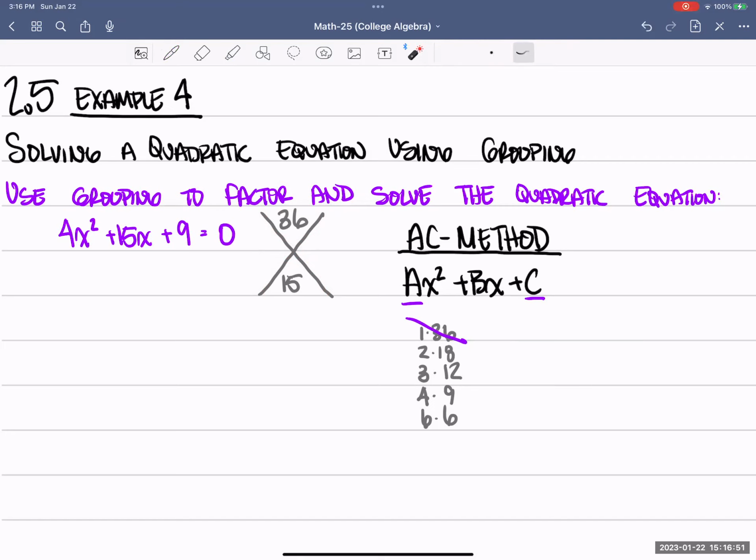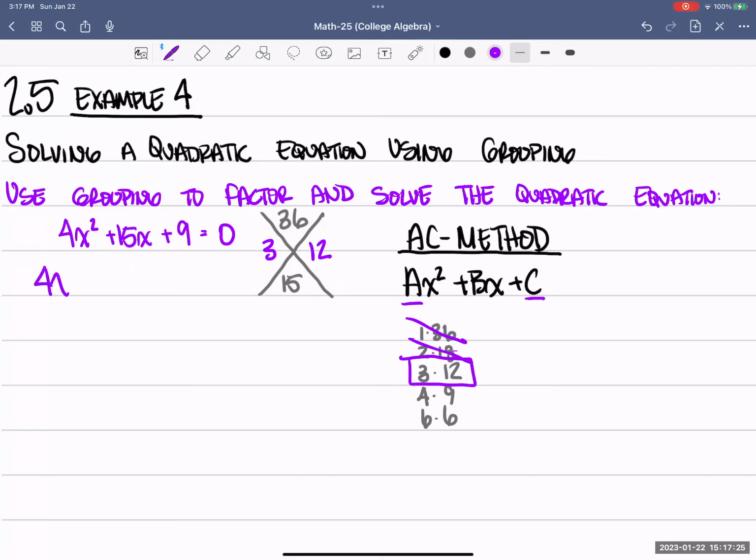Next, we have 2 plus 18. That gives us 20. We needed to add to 15, so that one's not going to work either. 3 plus 12 equals 15, and it looks like we found our winner. So it's going to be 3 and 12. Just as we did before, instead of writing 15x, we're going to write it as the sum of 3x and 12x.